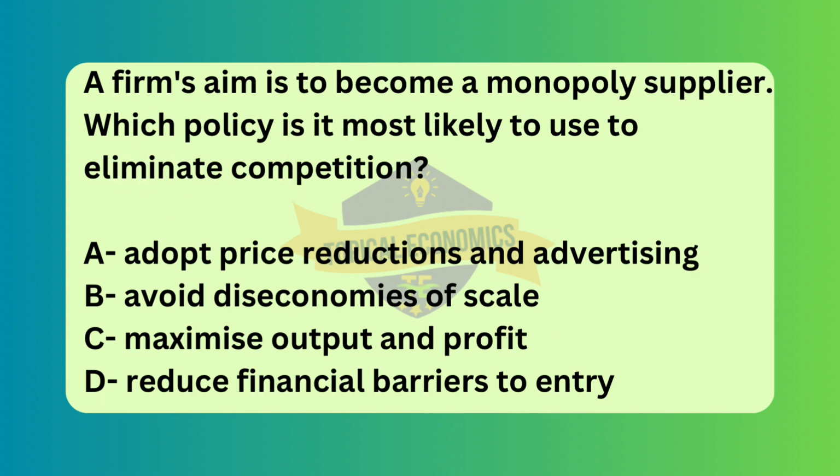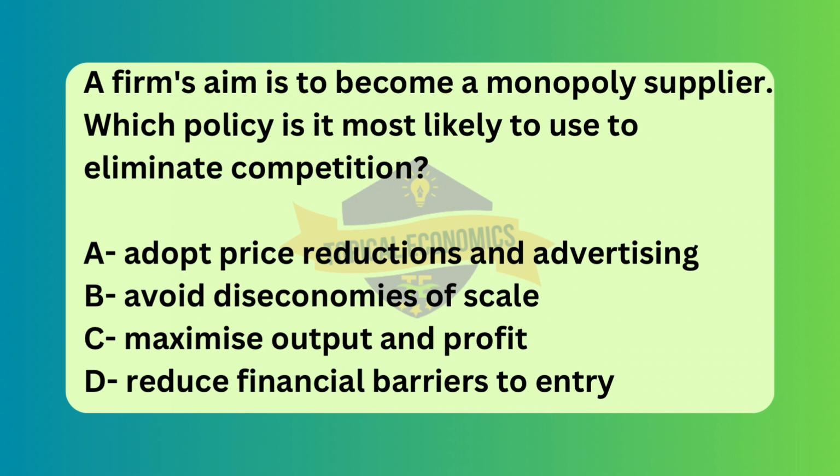Moving to 20th question. A firm's aim is to become a monopoly supplier. Which policy is it most likely to use to eliminate competition? A. Adopt price reductions and advertising. B. Avoid diseconomies of scale. C. Maximize output and profit. D. Reduce financial barriers to entry. The correct answer for this question is option A. Adopt price reductions and advertising.